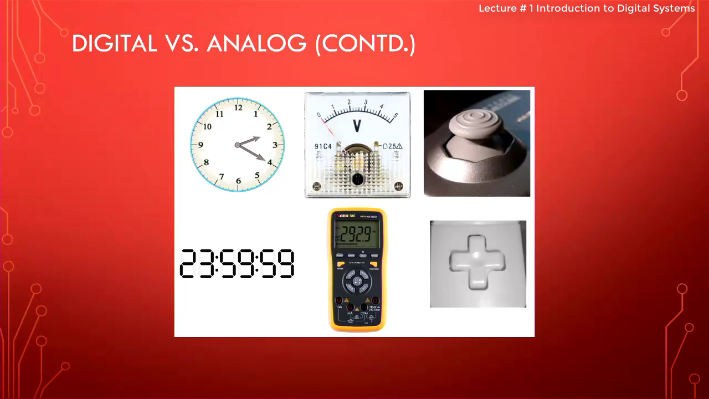Any system can take any form. It could be analog or digital, or it can be a combination of both. Here's an example of some electronic devices which have taken both forms. On the top you see the analog: a voltmeter and these joysticks, and similarly the digital clock and digital multimeter. If I ask you which one is better, analog or digital, what would be your answer?